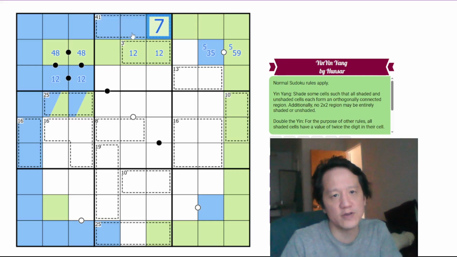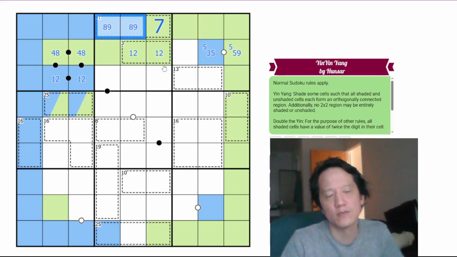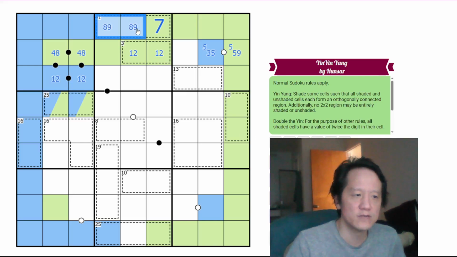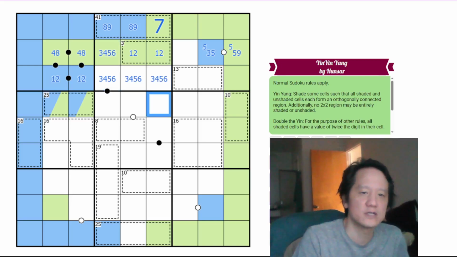Therefore, this is 7, 8, and 9, right? 8 and 9 doubled is 17 times 2, which is 34, plus 7 is 41. So this is 7, 8, 9. The rest of this box must be 3 through 6.